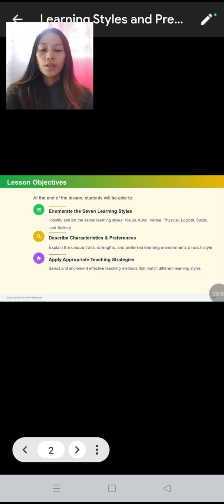So before we proceed, let's look at the lesson objectives. First is to enumerate the 7 learning styles. Second, describe characteristics and preferences. Third, apply appropriate teaching strategies.